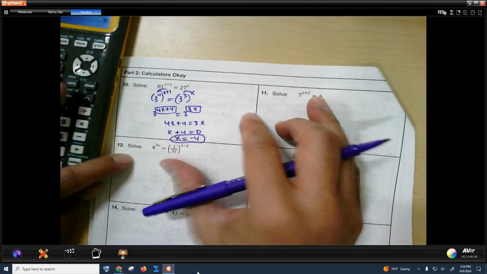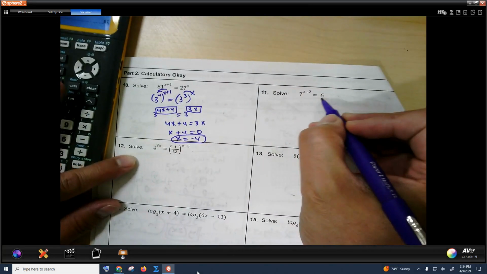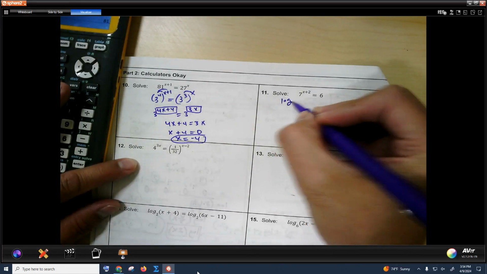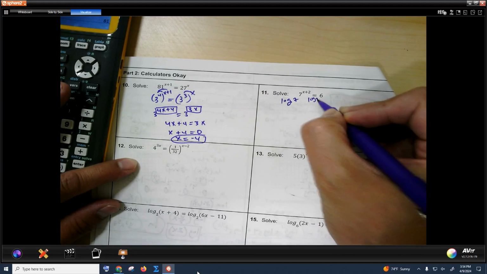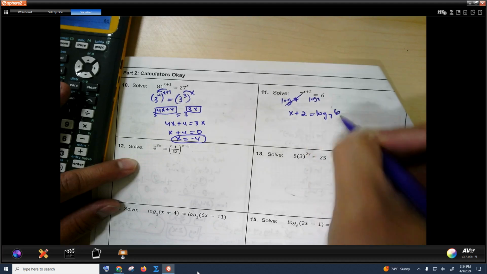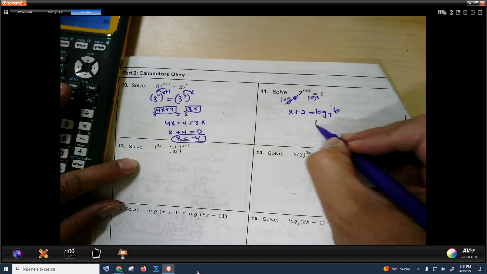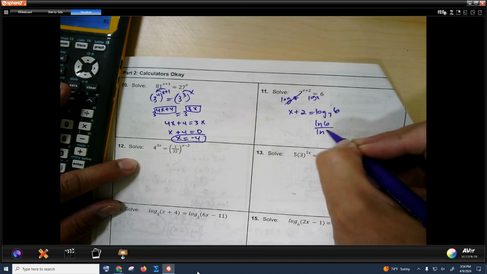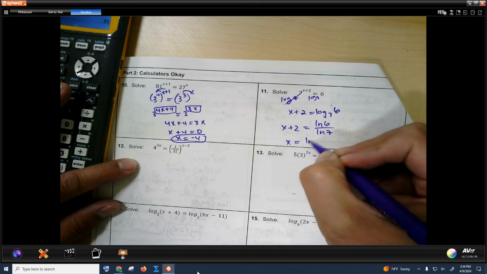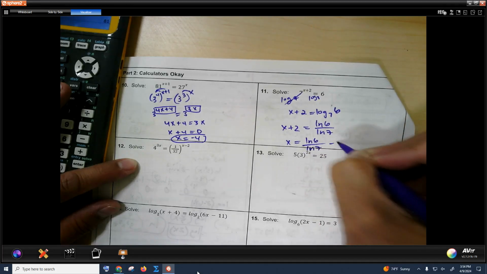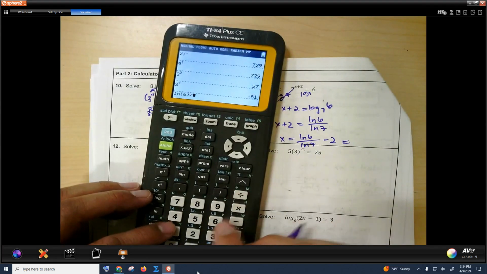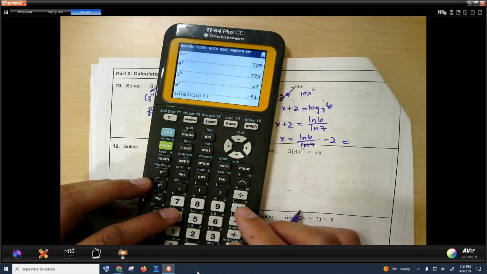Okay, if you get to problems like this, you can't create common base. So when you can't create common base, you just want to change it to a log and choose a log 7 to undo that. And then this one, you're going to change it to a log 6 over a log 7 with the change of base rule. And then you could just type this into your calculator. So natural log 6 divided by natural log 7 minus 2.